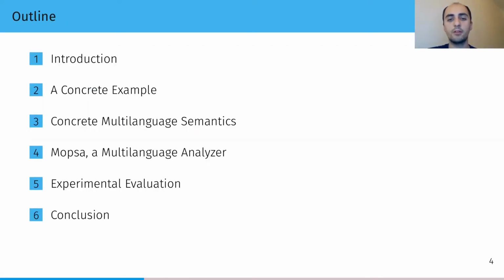So here is the outline of this talk. We'll first start by showing a concrete example of a Python program interoperating with some C code and how we could tackle its analysis. We'll briefly talk about the concrete multi-language semantics, and then we'll highlight how some design decisions of our analyzer called MOPSA ease the lifting to a multi-language analysis.